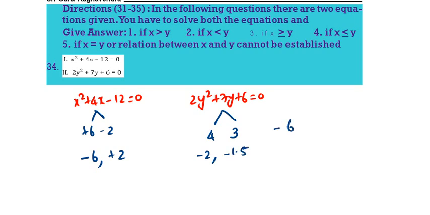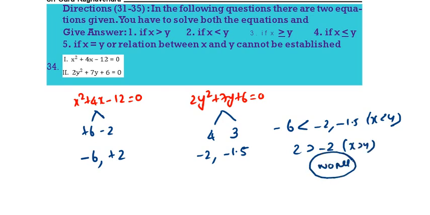Here minus 6 is less than minus 2 and minus 1.5. Therefore x is less than y, and 2 is greater than minus 2, x greater than y. Again the answer is no relation. See the next question.